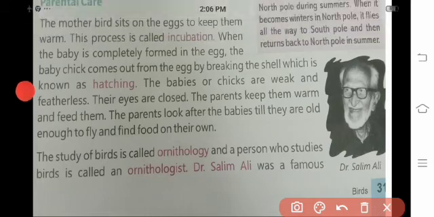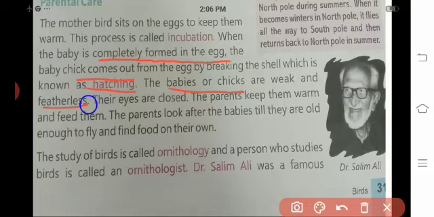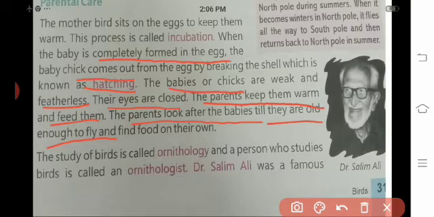When the baby is completely formed in the egg, the baby chick comes out from the egg by breaking the shell, which is known as hatching. The babies or chicks are weak and featherless. Their eyes are closed. The parents keep them warm and feed them. The parents look after the babies till they are old enough to fly and find food on their own.